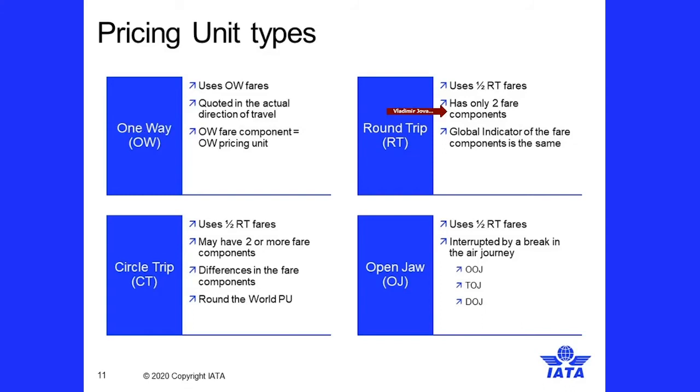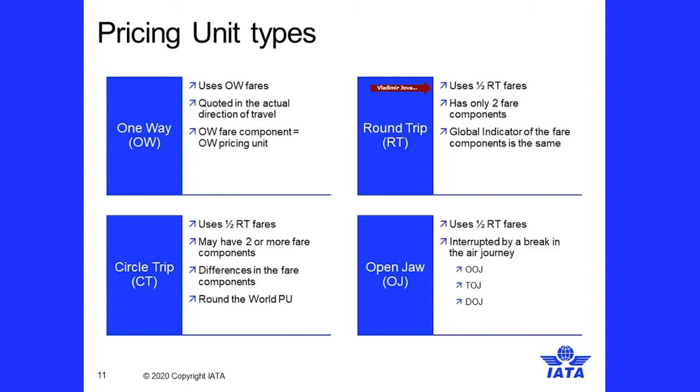Why we say that? Because round and circle trips here are part of so-called return trips. They have at least two fare components. So round trip from Dubai to New York, it's an outbound fare component. New York to Dubai, it's the inbound fare component. So at least we have to have two. So they need to use half return fares.